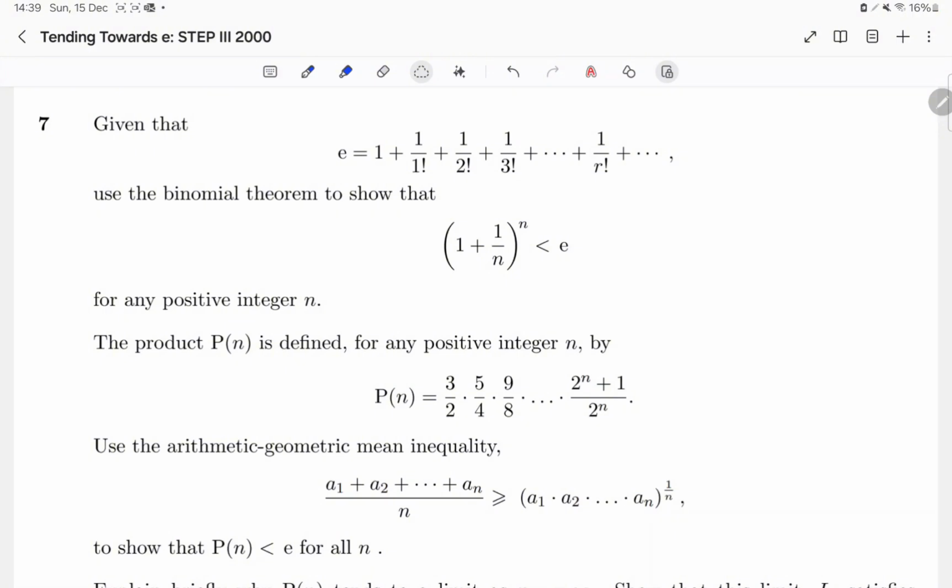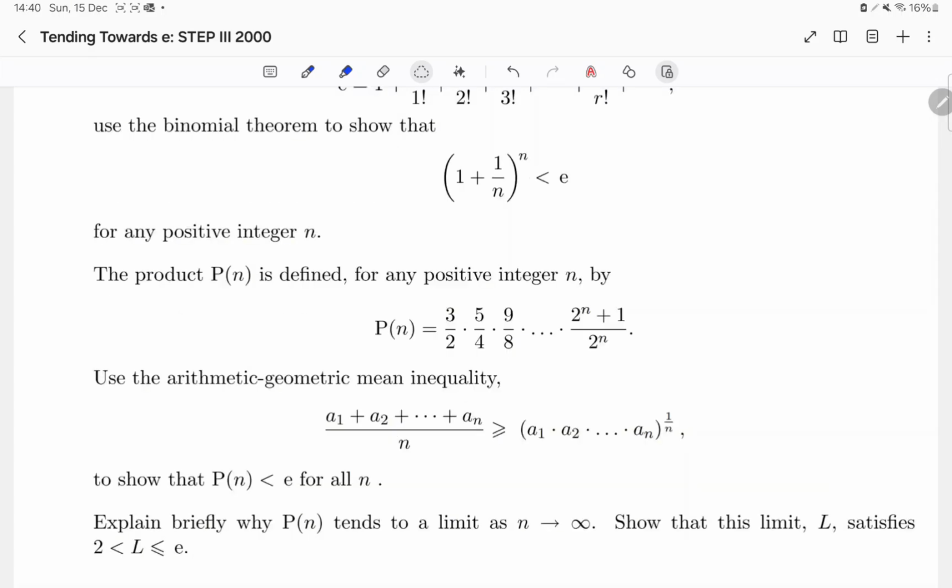Given that e is equal to 1 plus 1 over 1 factorial plus 1 over 2 factorial plus 1 over 3 factorial all the way to infinity, use the binomial theorem to show that (1 plus 1 over n) to the n is less than e for any positive integer n.